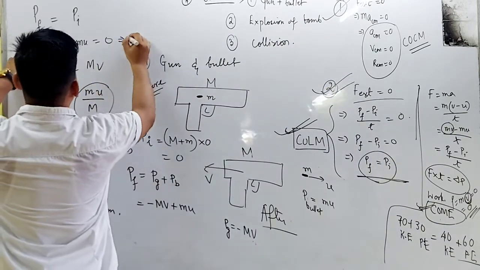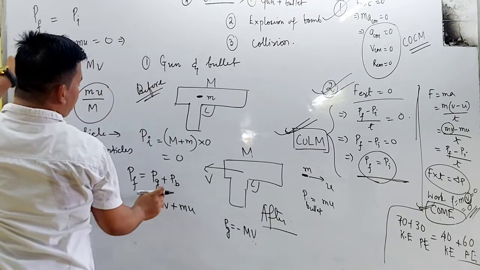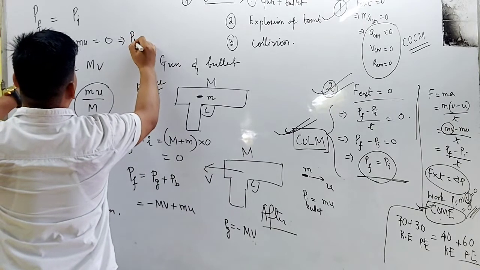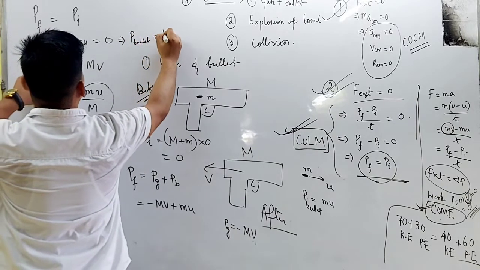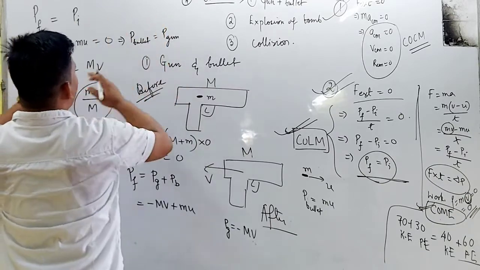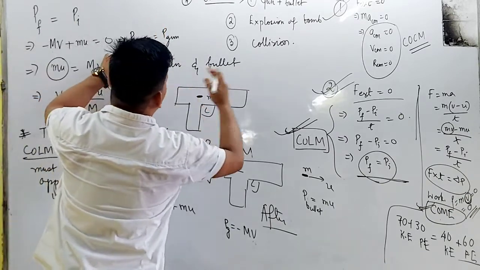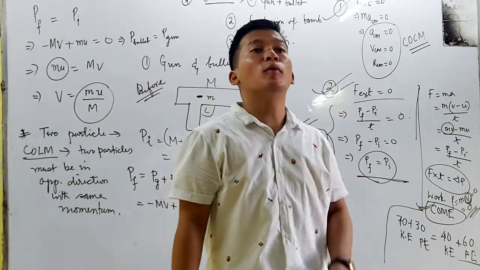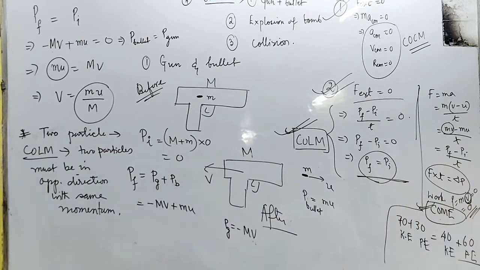This can be written as momentum of the bullet is equal to momentum of the gun. Gun as a particle moves in the backward direction. The bullet as a particle in the forward direction. Opposite, but they do have the same momentum. Understood? Gun is heavy, so the gun will be moving slowly.